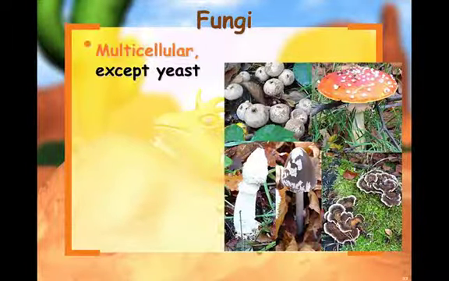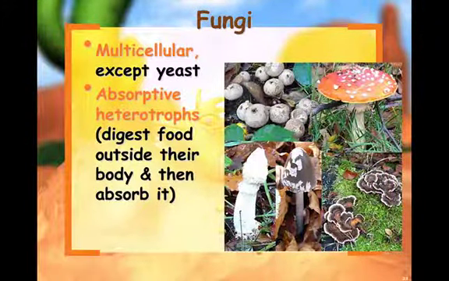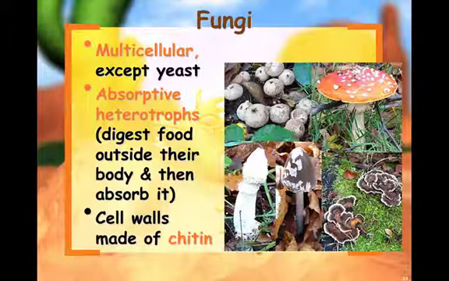Fungi. Fungi are all multicellular except for yeast. Yeast is unicellular. They are what are called absorptive heterotrophs. And what this means is they digest their food outside of their body and then take it in. So you're going to see a lot of these things, as you can see from the pictures, living on rotting and decaying substances and breaking things down. Fungi, their cell walls are made of chitin. Chitin is a carbohydrate that is very strong.